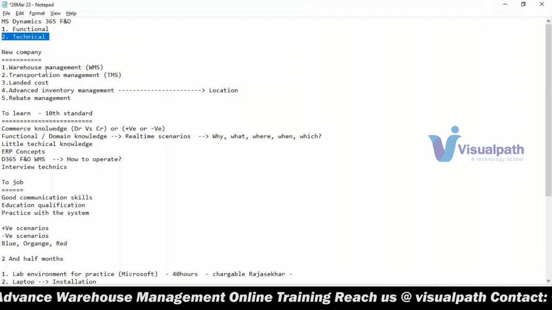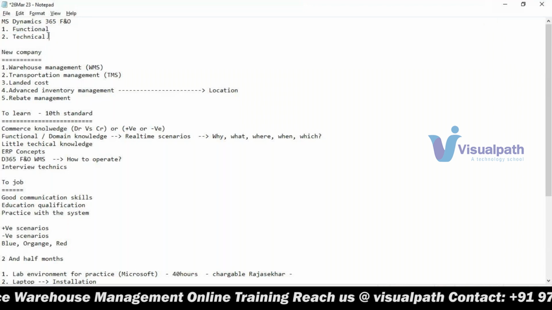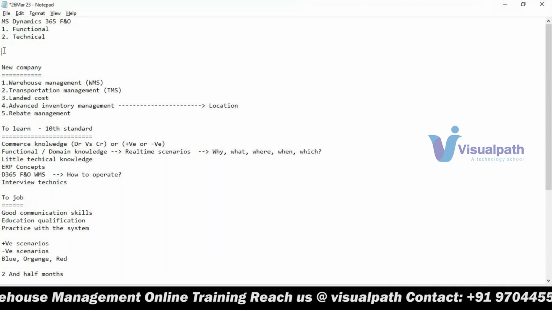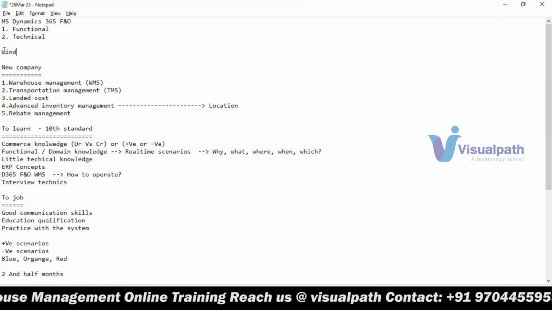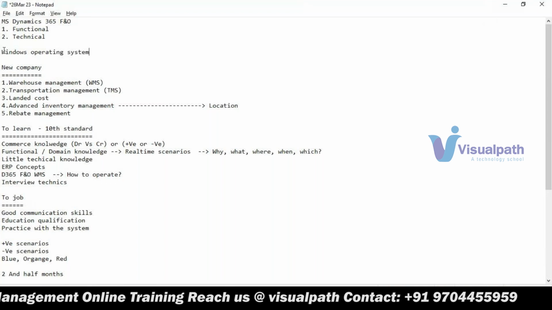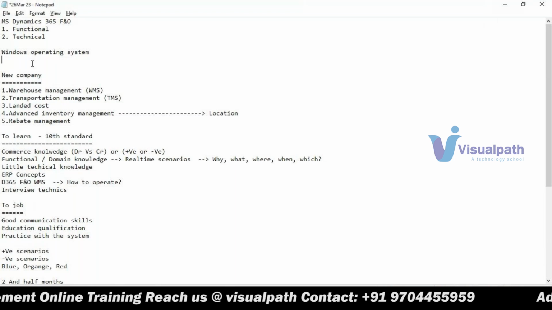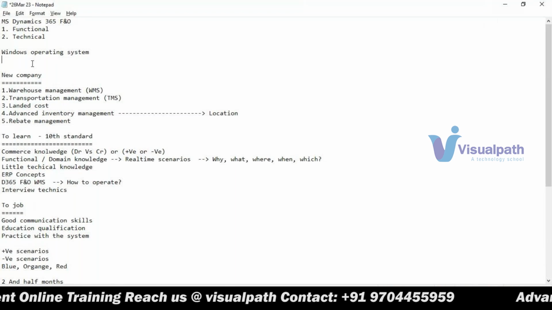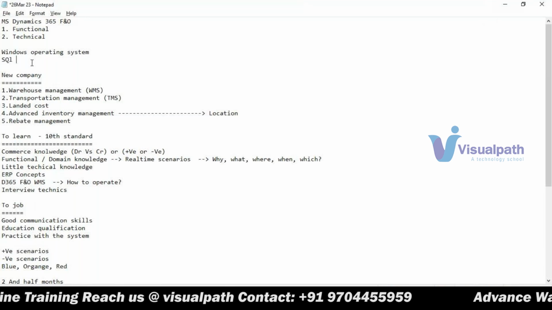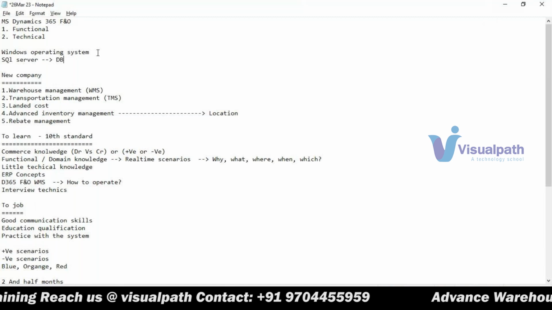Of course, being a functional person, you are not required to work on it, but you should know what the technologies in this application are. One is the Windows operating system. For functional people, we are not going to work on it, but we should understand what technology is inside. SQL Server is the database, and Windows is the operating system.